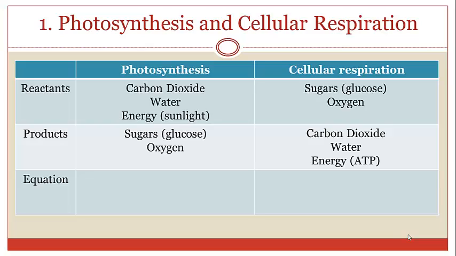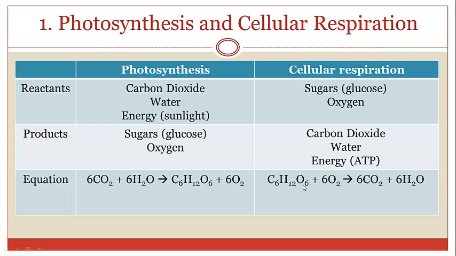So photosynthesis and cellular respiration are opposite processes. The reactants of one are the products of the other. And we can see this whenever we look at the equation. So for photosynthesis, we have 6 carbon dioxides coming together with 6 waters to make sugar and oxygen. And if we look at the equation for cellular respiration, we see it's the complete opposite. We start with sugar and oxygen, and we make carbon dioxide and water.